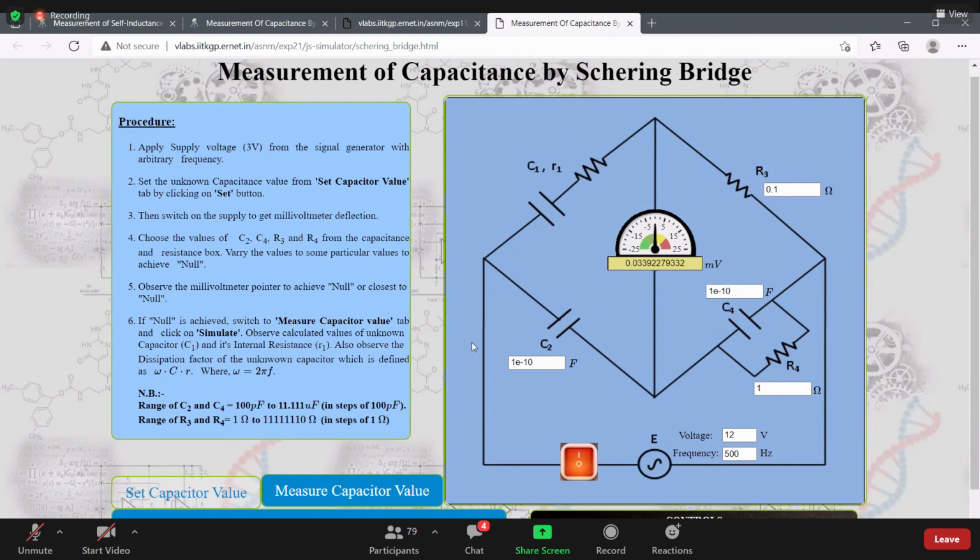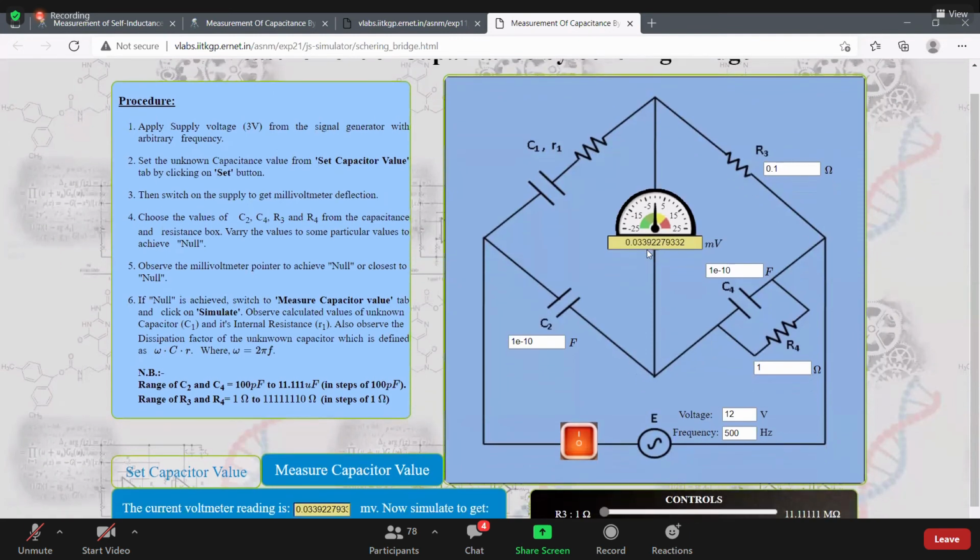Here we are going to measure C1, the unknown capacitance. We have 3 capacitors and 3 resistors. By changing the values of these, we can find the voltage. If the 4 arms' impedance is balanced, the bridge will be balanced, and the output voltage will be 0.